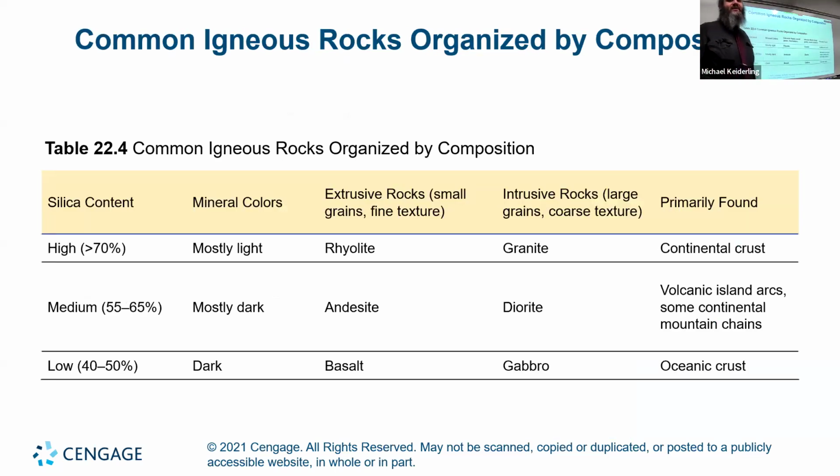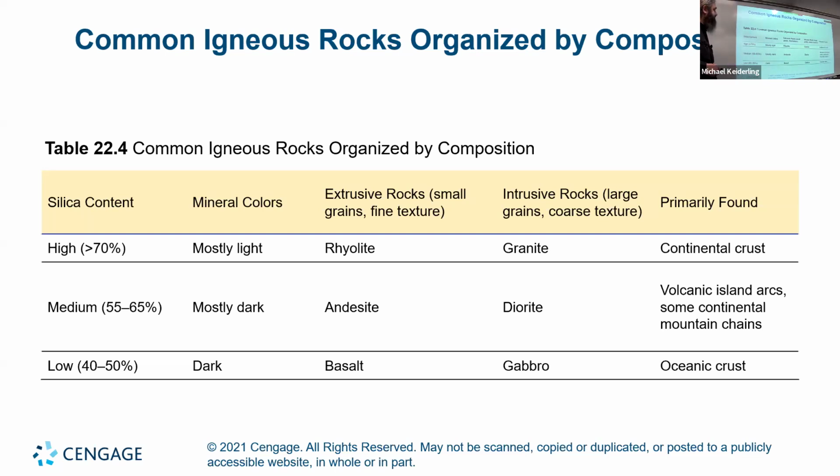Here's a table showing common igneous rocks organized by their composition. If they're high in silica, they're light in color and less dense. If they're extrusive with small grains, this is rhyolite. If they're intrusive with large grains, this is granite. Granite is more common than rhyolite, because rocks akin to granite make up most of the core of the crust.